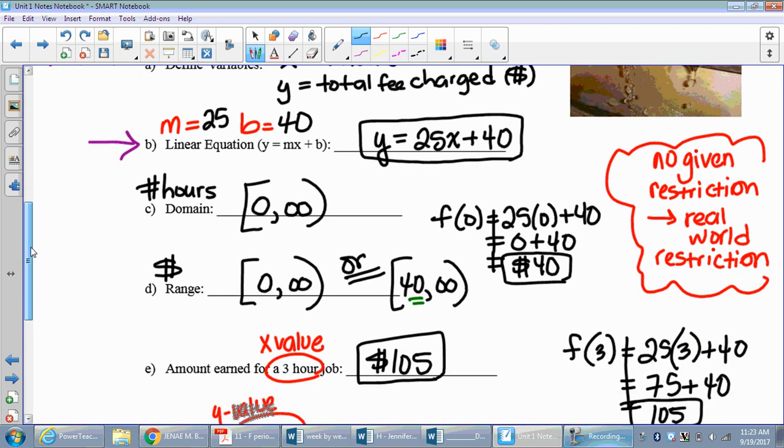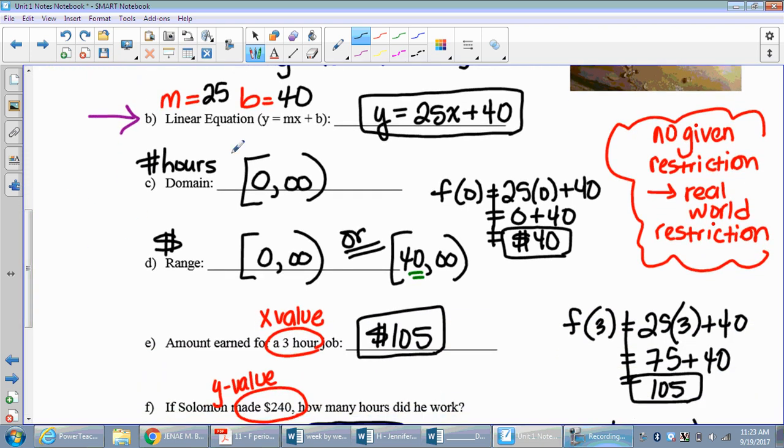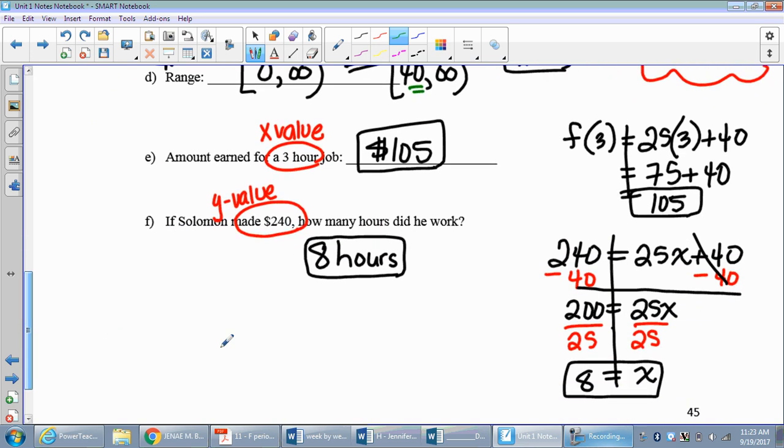Taking into consideration we weren't given a restriction, that is, a real world limit on hours and money that can't be negative, 0 to infinity, or if 40 to infinity is what you see, I'll accept that as well, by plugging in 0 for x. And then being able to use that function to answer follow-up questions.